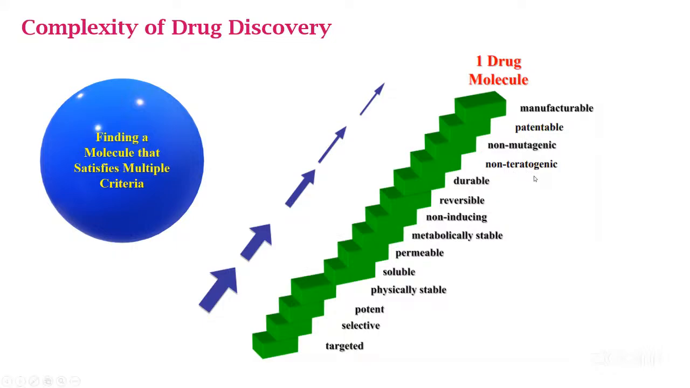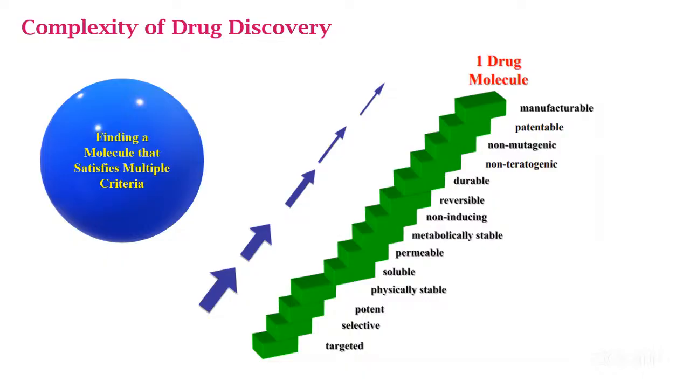It should also be non-teratogenic. Teratogenic means those types of drugs that can cause birth defects. Suppose you have taken any compound as a drug, and it has an adverse effect on the foetus, so we can call it teratogenic. Then it should not be mutagenic. That means it is non-mutagenic. It should be patentable, and it should be manufacturable.